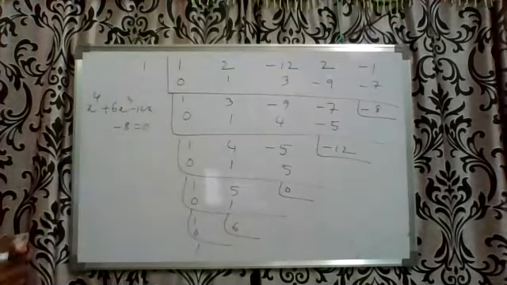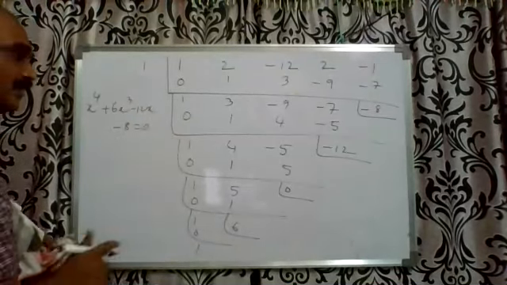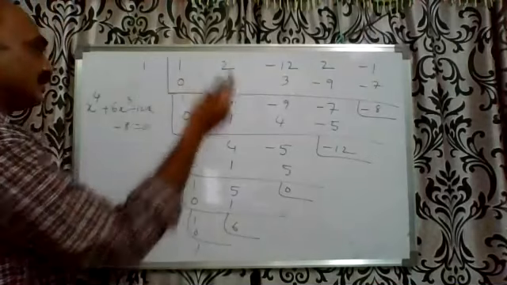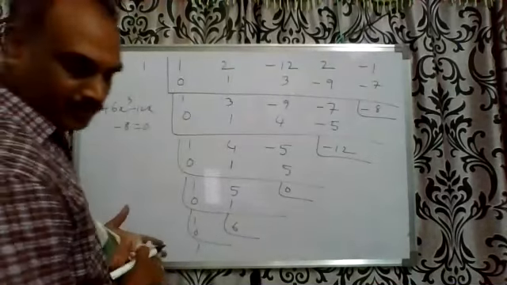No x square term. Eliminate the third highest power. So h is equal to 1. Next h is equal to minus 2.